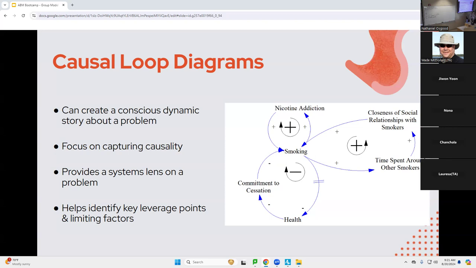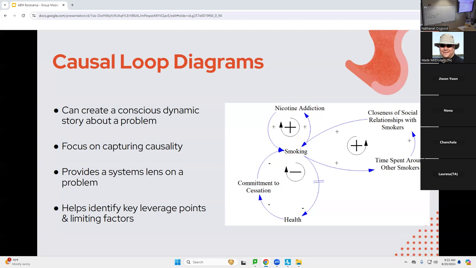So, a positive connection in this case, on a technical level, is an increase in the first variable. So, if there's an increase in your smoking, it's going to cause an increase in the second variable, so an increase in your nicotine addiction compared to what it otherwise would have been. Not looking at anything else, just looking at your smoking and your nicotine addiction. If that connection would cause an increase compared to what otherwise would have been, that's a positive relationship, right?